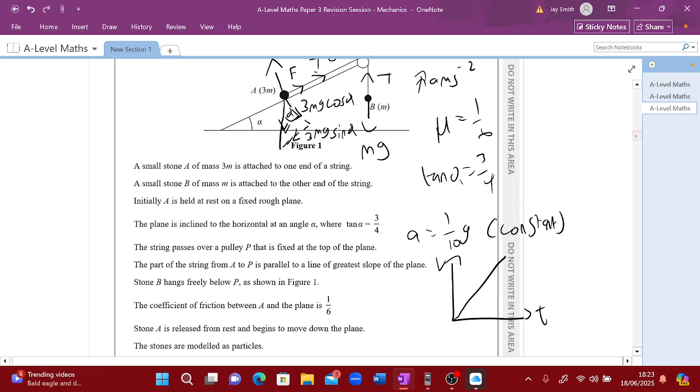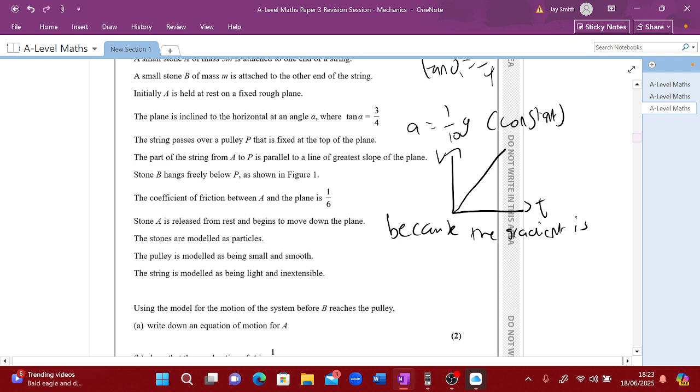And the reason for that is, again, because the gradient represents acceleration on a velocity-time graph. Again, think about it as differentiation. The gradient represents the derivative. You know that a is the derivative of v. The acceleration is the derivative of v. So this would be the graph because the gradient is constant, as acceleration is constant.